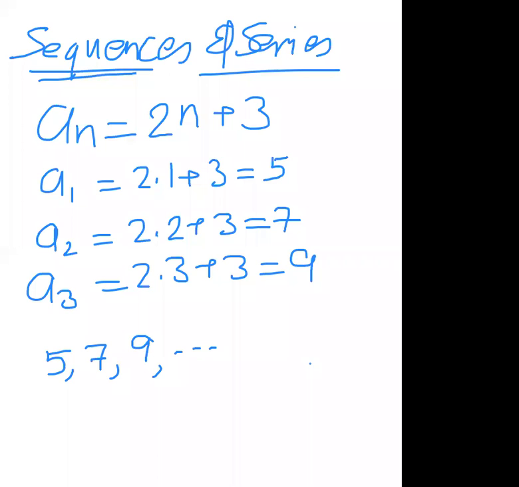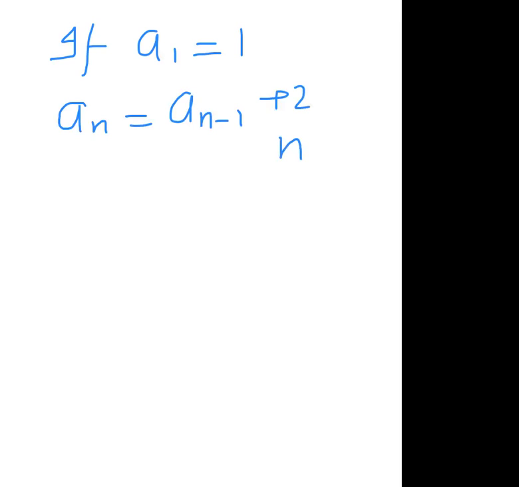This was one of the examples. They may ask us to write the next 3 terms or next 5 terms, whatever they may say, it won't create any big difference. One more example I'm taking: if a1 equals 1 and a_n equals a_(n minus 1) plus 2, and we need to take n greater than or equal to 2, meaning the value of n we can take as 2 or more than 2.